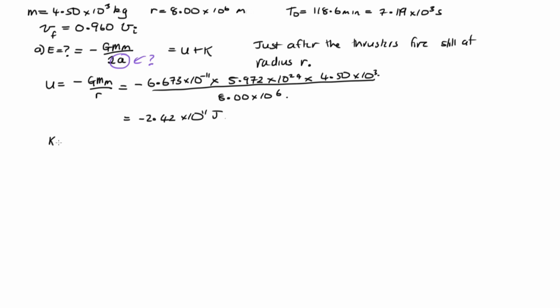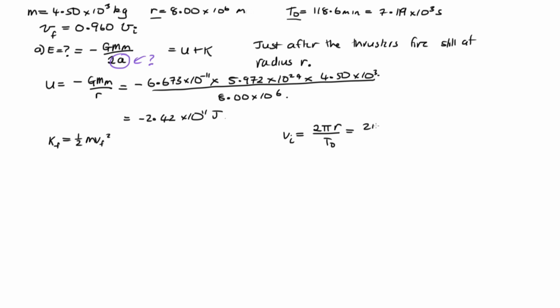Now the other thing we're going to have to find is K. So it does slow down straight away. So we're going to need to find the final kinetic energy, which is a half m v final squared. Okay, so to do this, we're going to need to calculate v final, and we know that it's 0.960 times v initial. Now, we can work out v initial because we have the period and the radius of the original orbit. So v initial is going to be the distance it travels, which is 2 pi times the radius, over the period, which is T0.